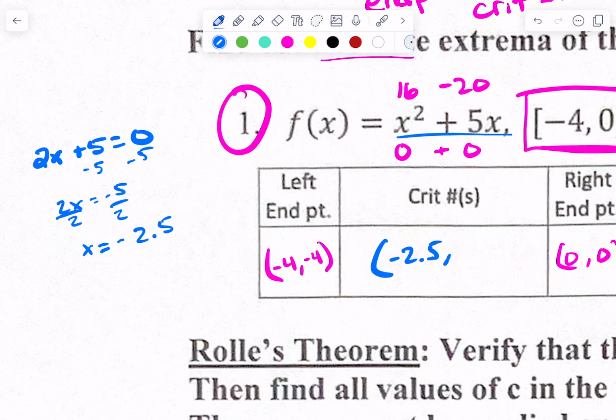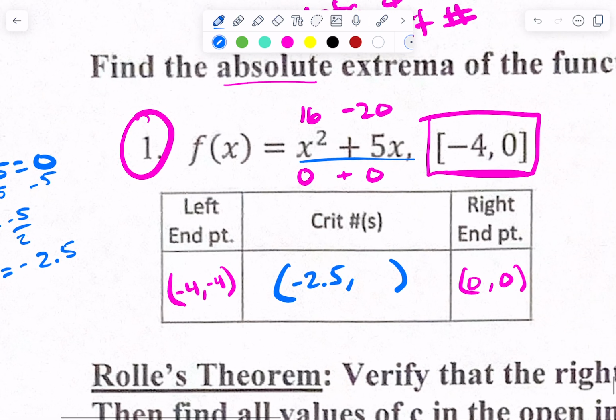Let's plug it in to figure out its y-coordinate. Where do I plug it into? The original, right? -2.5 squared is a positive 6.25. Okay. 5 times -2.5 is -12.5. 6.25 minus 12.5 is -6.25.